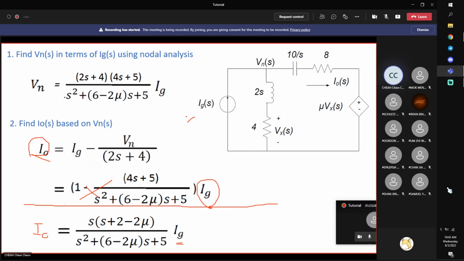So that given any input, I can calculate my output.